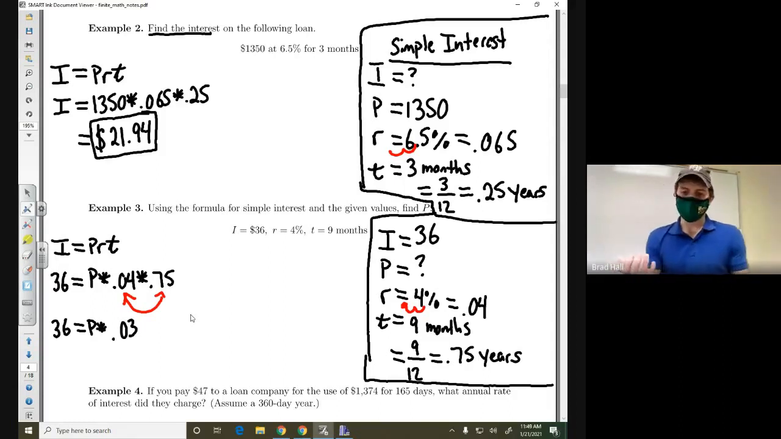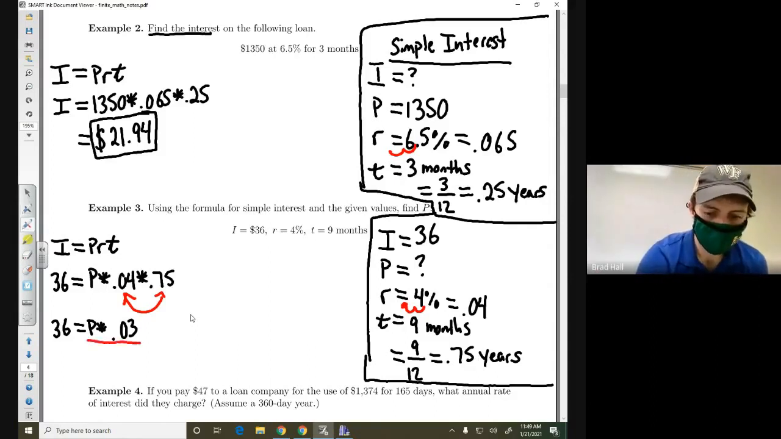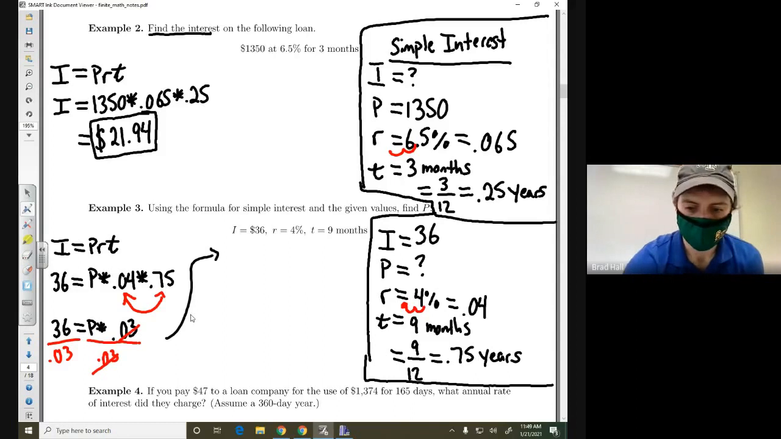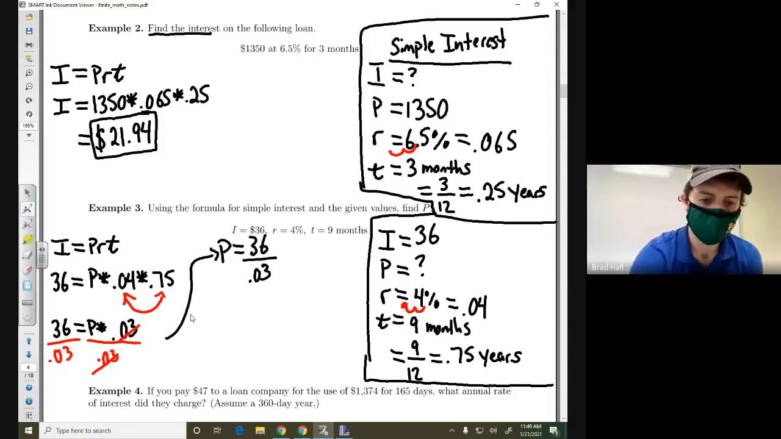And so now this is really cleaned up, but we're not done because P is not by itself. P is being multiplied by this cumbersome number. So what do we do? Since P is being obstructed by a multiplication, how do you undo a multiplication? You divide. The opposite of multiply is divide. Divide both sides by 0.03. And so that gets P by itself. So P is the result of 36 divided by 0.03.